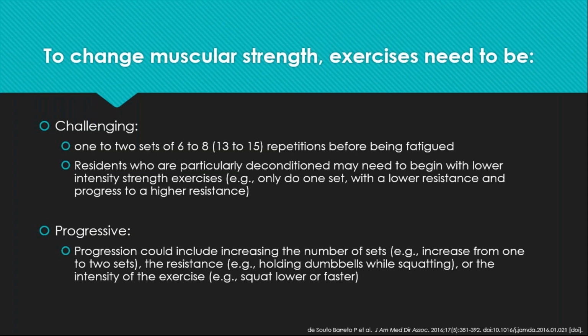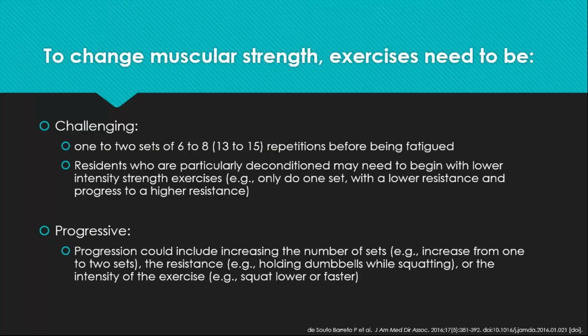Residents, if they're particularly deconditioned, so if they haven't exercised in a really long time or they haven't exercised before, they might need to begin with a lower intensity just to get the exercise down and make sure they're doing it with proper form, and then progressively make it harder. So for example, they could start with 1 set instead of 2, starting with a lower resistance, so less weight that they're holding, or with an easier version of the exercise.